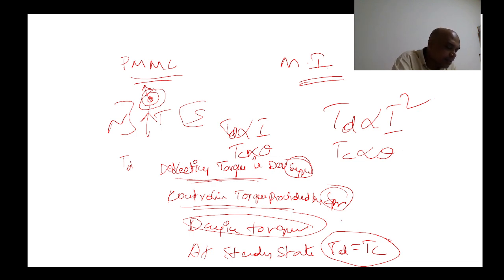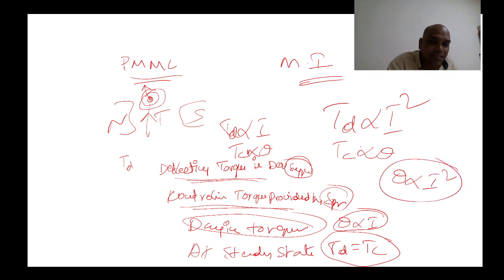So theta is directly proportional to I in PMMC. Here theta is directly proportional to I square. These relations are very, very important. Here deflection is linear, here deflection is non-linear. Why? Because of the square term. Understand? At steady state, controlling torque and deflecting torque are the same.